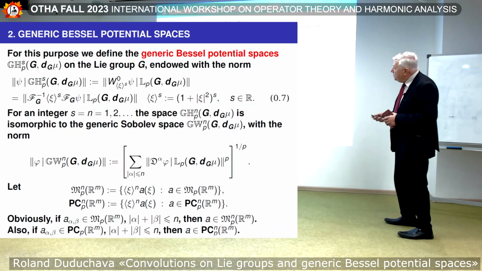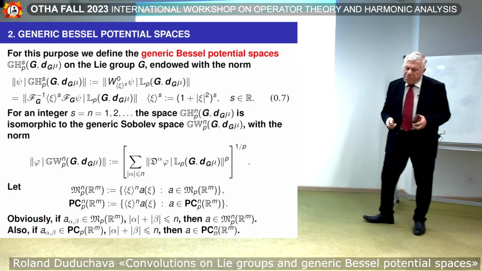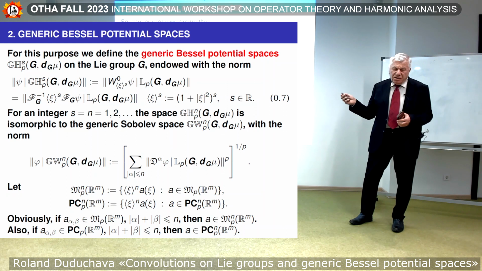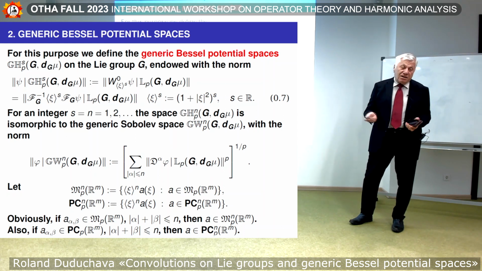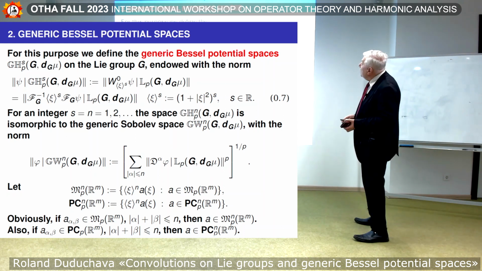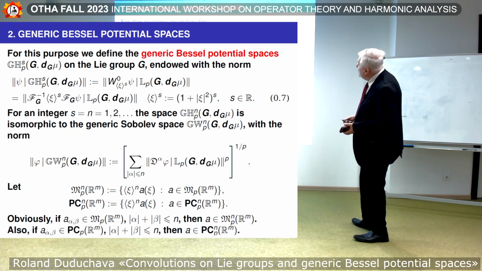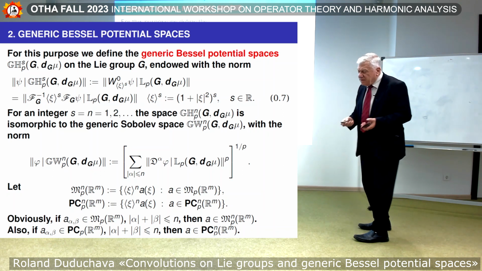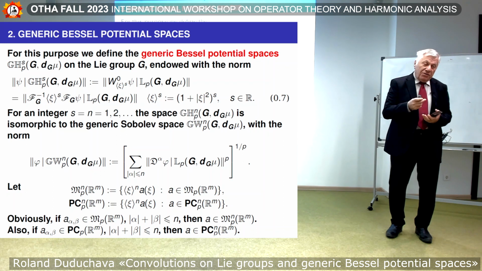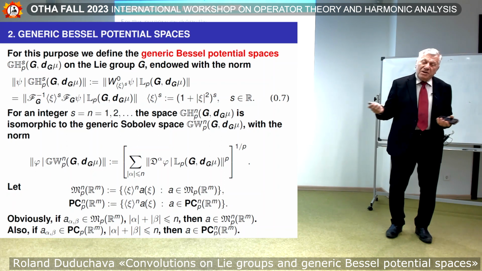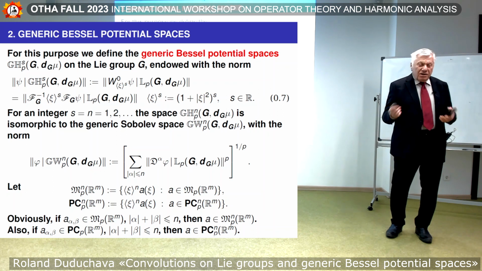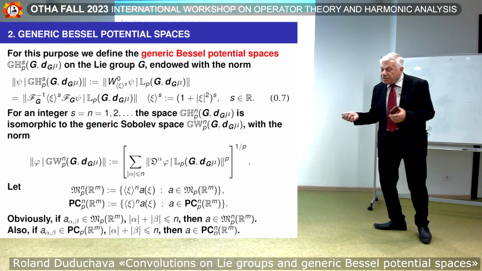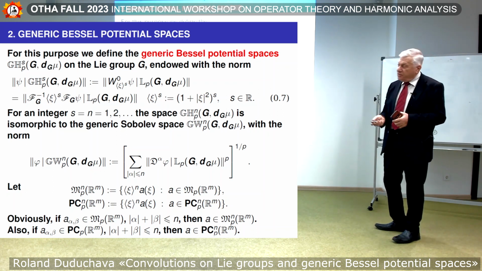And if the symbol is from this subclass, then this condition of ellipticity is also a necessary condition. Well, and now the Bessel potential spaces. Since we have an integral differential operator, we have to consider Bessel potential spaces. And here it is natural to consider the generic Bessel potential spaces generated by the generic differential operators.